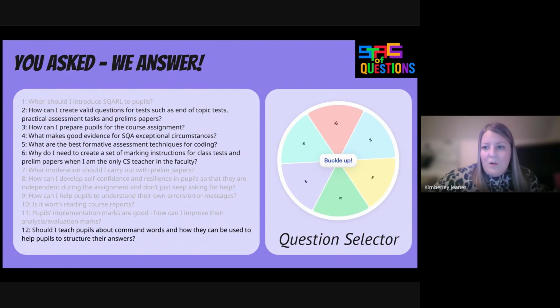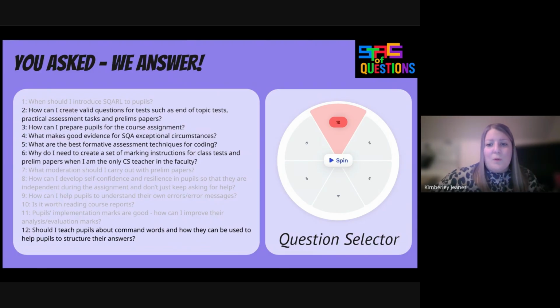Okay, so starting off with tonight, we are looking at question 12. Should I teach pupils about command words and how can they be used to help pupils structure their answers? Can I start this one? Because we did, obviously, last year in the assessment stuff that we were doing as part of the assessment team, a big part of that was on command words. And because we were doing it at the time, I went back and did a kind of Bloom's taxonomy lesson, I suppose, with my higher kids.